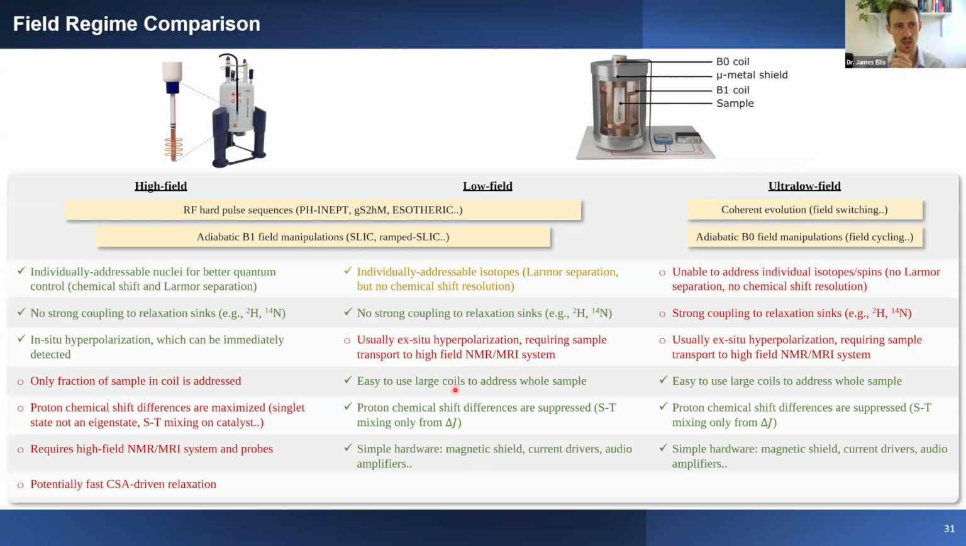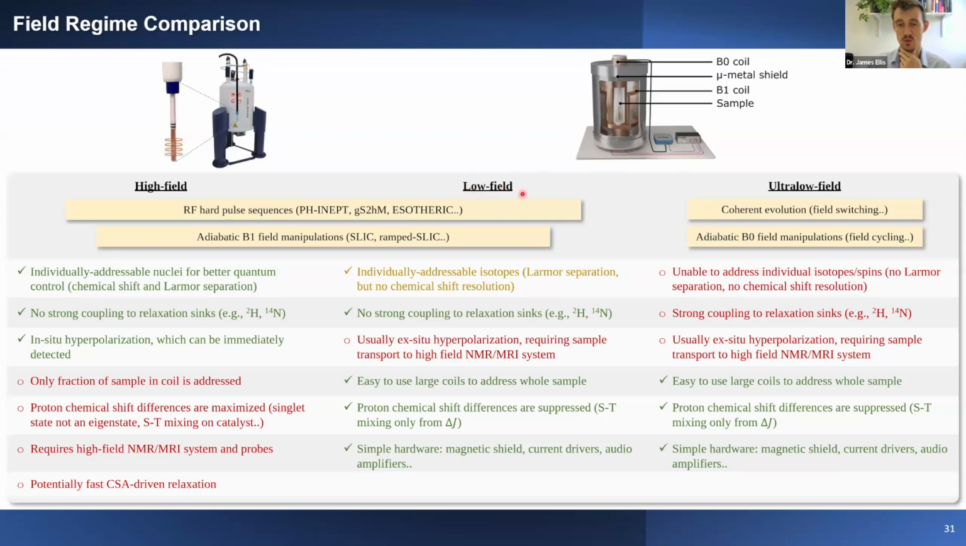So this is my last slide, where I show a comparison between working in the different field regimes. This sort of brings it all together. We have the high field regime, where you do your PHIP experiments in a high field magnet, and you're using a coil to pulse on the sample. We have the ultra-low field regime, which is a lot of what I showed today, where we're changing the B0 magnetic field around the sample, and it takes values of a few microtesla.